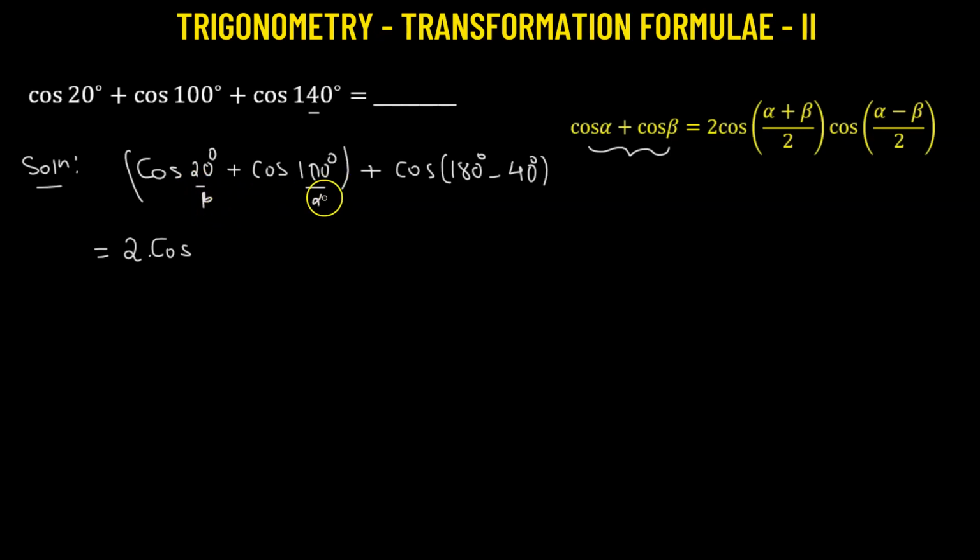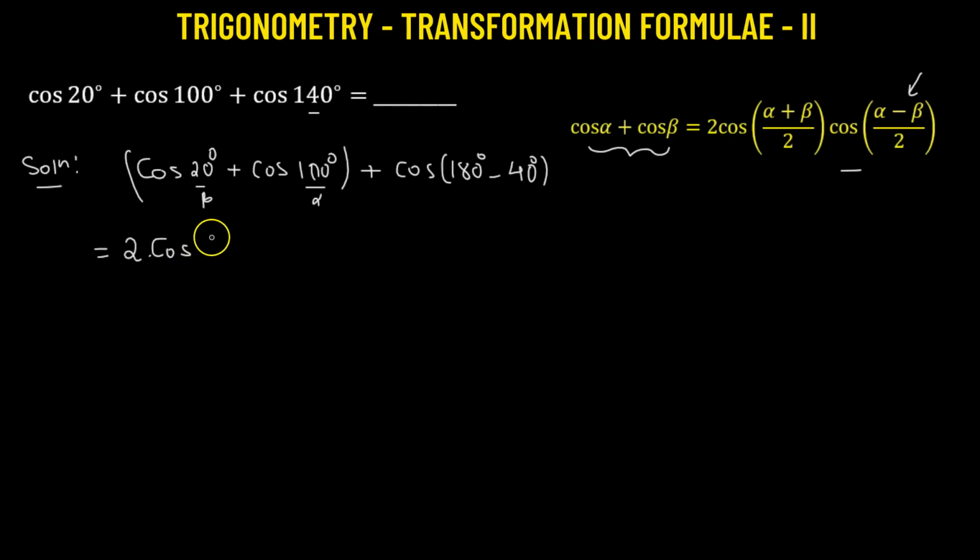This is done so that alpha is greater than beta, and it is going to be easier for us to compute alpha minus beta. Fine. But that's also totally up to your choice. You could also choose alpha to be 20 and beta to be 100, and it's not going to affect the final answer because cosine is an even function. Right. So let us begin.